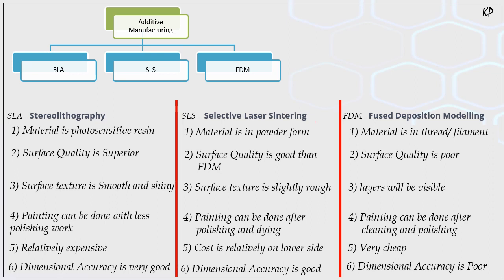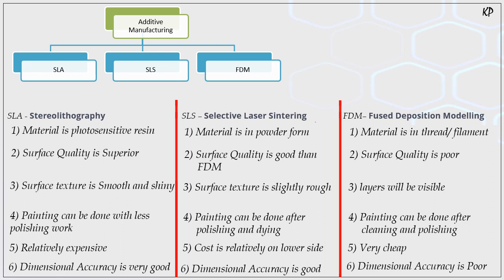SLA is relatively expensive. From a cost perspective, it is more expensive than SLS and FDM. SLS is in between SLA and FDM because its cost is on the lower side, and FDM is a very cheap manufacturing process, used just to check how the part is going to look.